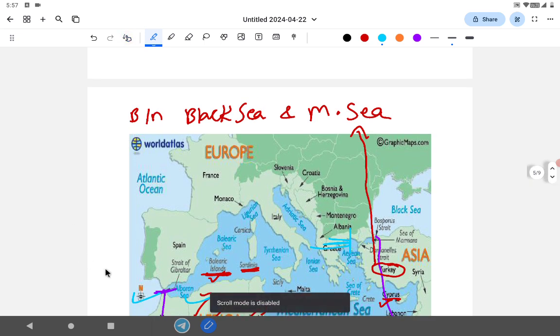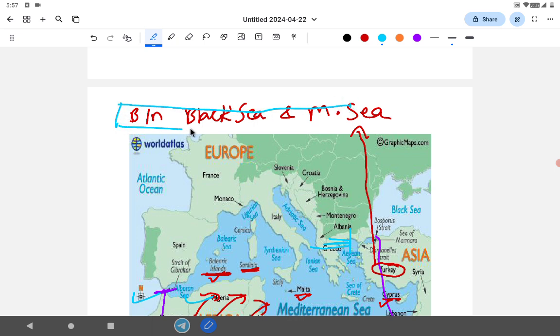Turkey is the country between the Black Sea and the Mediterranean Sea. We can see Turkey here. Sorry, I'll change the color. Turkey is between the Black Sea and the Mediterranean Sea.